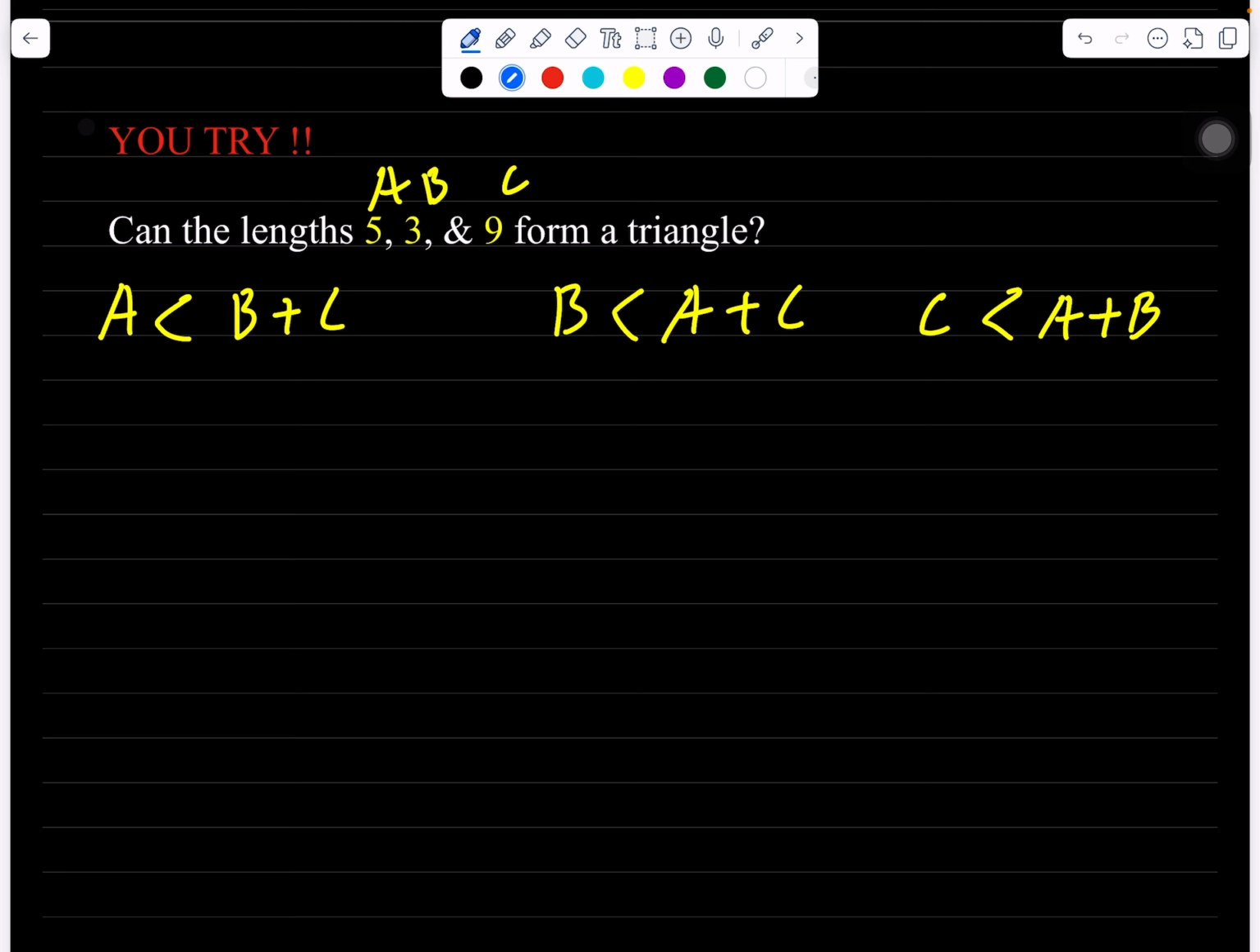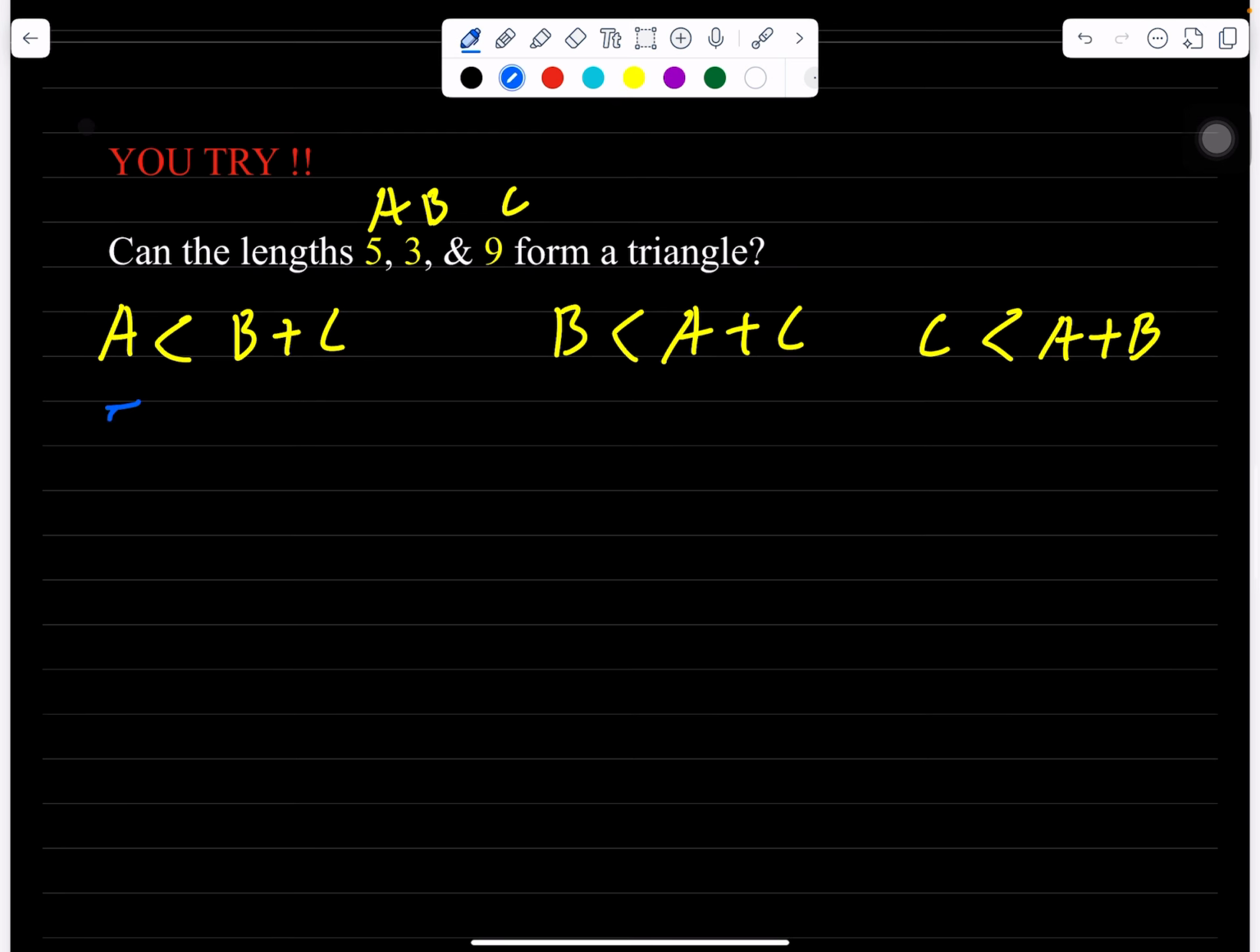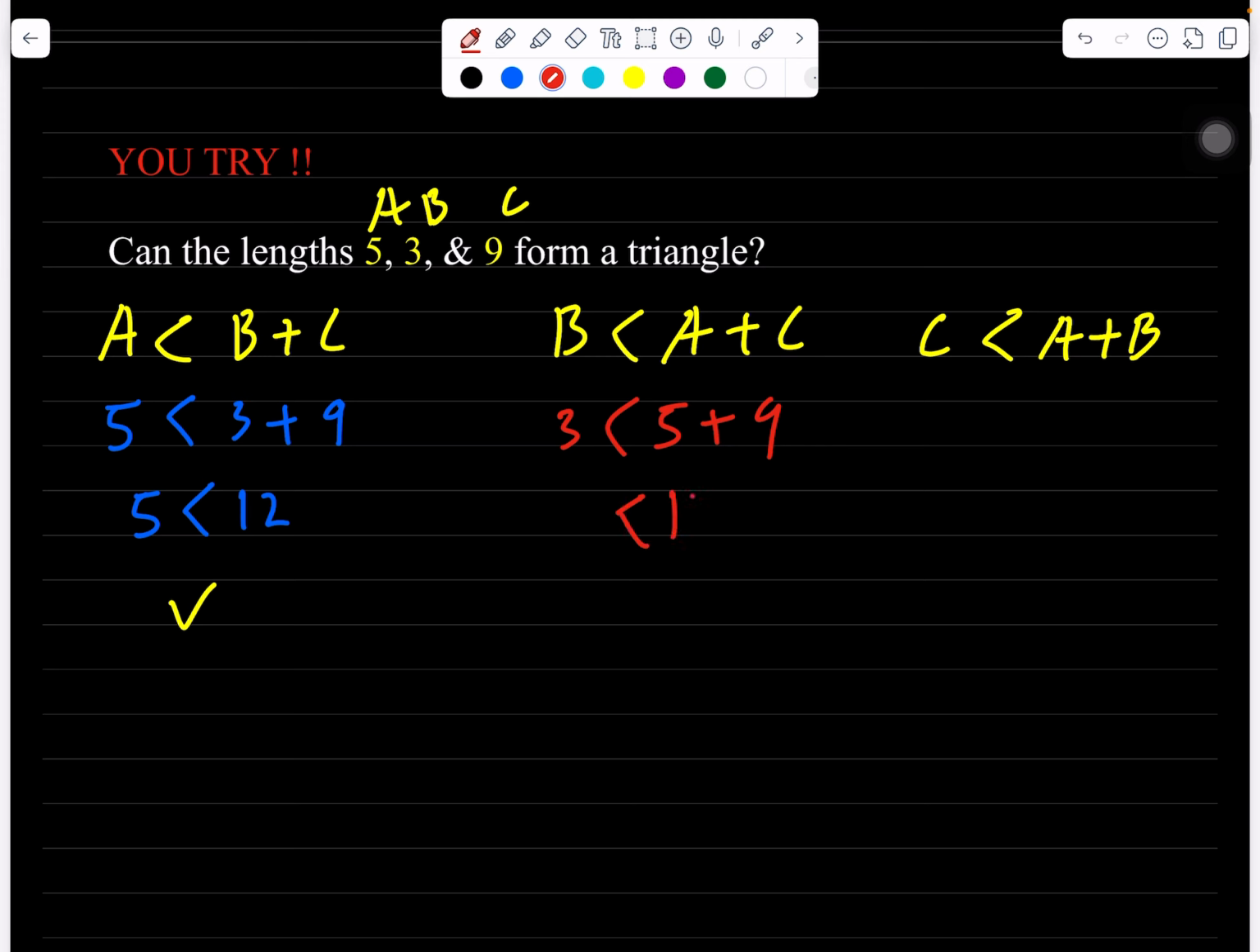So now we need to start by considering A, which is 5, is less than B, which is 3, plus C, which is 9. Now we need to make sure that 5 is less than 12, and 5 is less than 12, so the first inequality is satisfied. Now we need to make sure that for B, which is 3, is less than A, which is 5, plus C, which is 9. 5 plus 9 is 14. 3 is less than 14, so the second inequality is also satisfied.